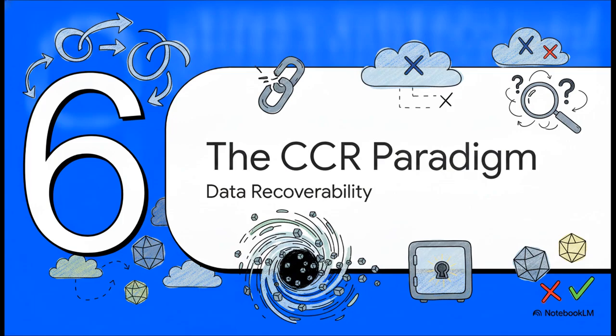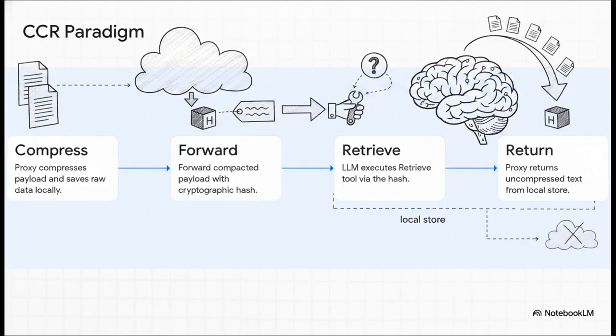And finally, Section 6, the CCR retrieval paradigm. This last module is super cool because it addresses a massive epistemological gap in the industry. Normally, aggressive context summarization is totally irreversible. If a proxy discards a variable to save tokens, the downstream LLM obviously can't recover it, which usually leads to hallucinated variables and failed execution loops. But Headroom completely solves this with the compressed cache retrieve, or CCR, paradigm.